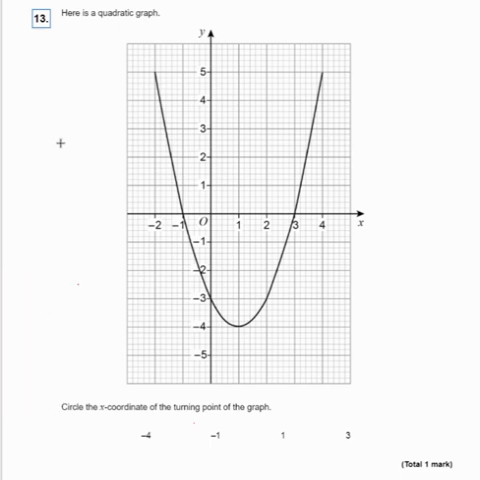So we've got question 13 and it says, here is a quadratic graph. Circle the x-coordinate of the turning point of the graph. So we can see the turning point is over here. It's where the function goes from decreasing to increasing, and the gradient of that function at the point is 0. So we can see that the x-coordinate is 1. That's it.